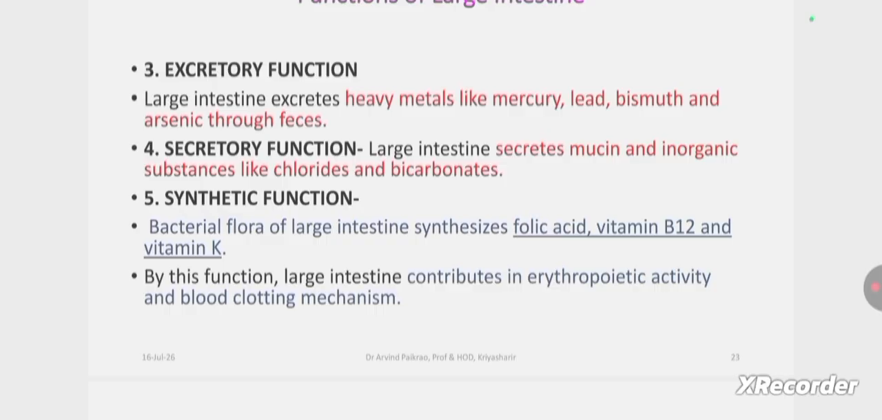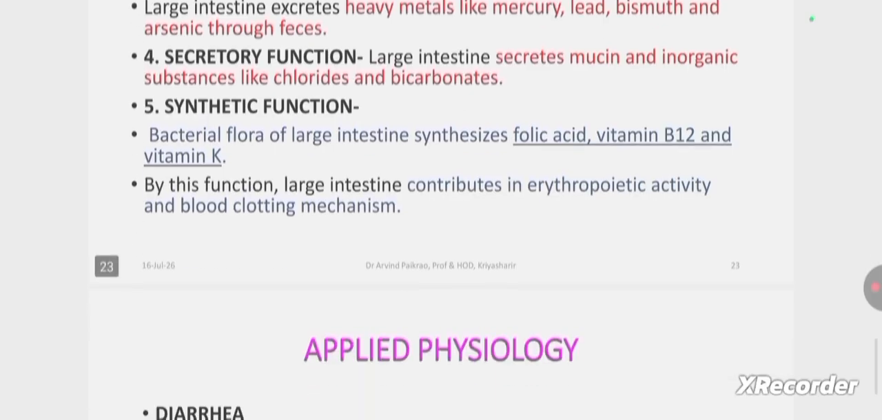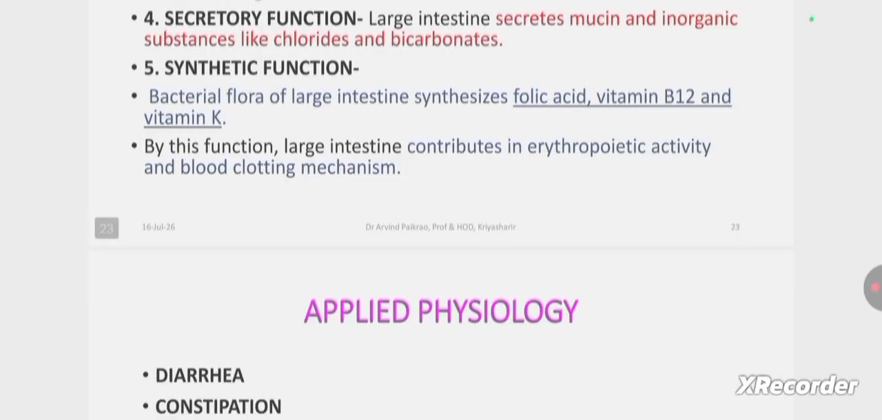In the synthetic function, there is the intestinal flora, the bacterial flora of the large intestine, that synthesizes folic acid, vitamin B12, and vitamin K. This is very important, and we understand folic acid and B12 have erythropoietic activity, and vitamin K has a role in blood clotting.